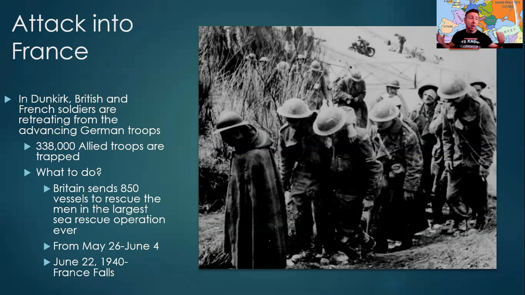Britain ends up saying, okay, all vessels that are available, you need to go across the English Channel. You need to rescue all these troops. So in essence, about 850 or so vessels make their way across the English Channel, and they will form what's known as the largest sea rescue operation ever recorded.